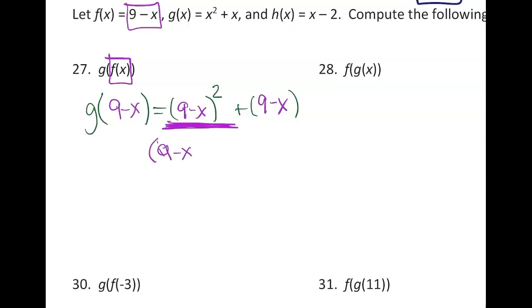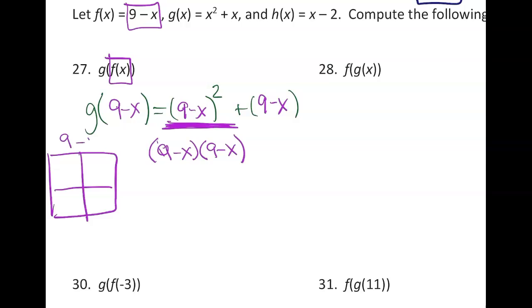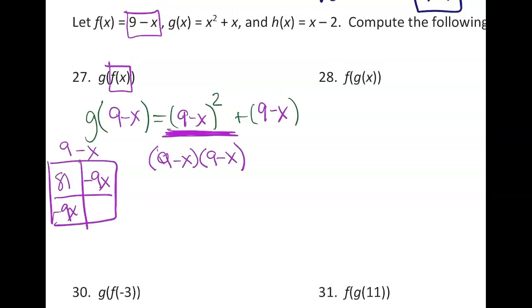So if I rewrite this as 9 minus x times 9 minus x, this is the same thing as when we do our box method. 9 minus x, 9 minus x. 9 times 9 is 81. 9 times negative x is negative 9x. 9 times negative x is negative 9x. That was off your screen. Sorry, guys.